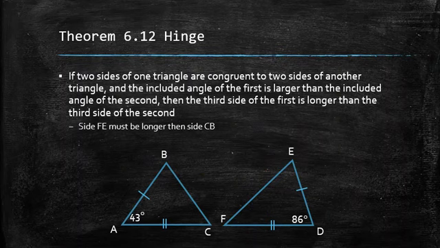The hinge theorem compares two triangles using two sides and one angle. It also has a converse theorem. This one states that if two sides of one triangle are congruent to two sides of another triangle, and the included angle of the first is larger than the included angle of the second, then the third side of the first is longer than the third side of the second. In this image, if segment AB and segment DE are congruent, segment AC and segment FD are congruent, and we know that angle A is equal to 43 degrees and angle D is equal to 86 degrees, we can conclude that side FE must be longer than side BC.